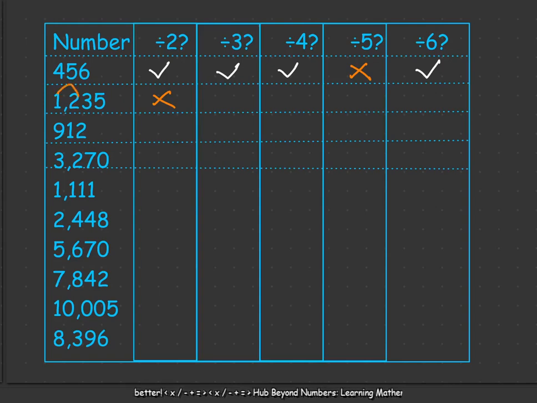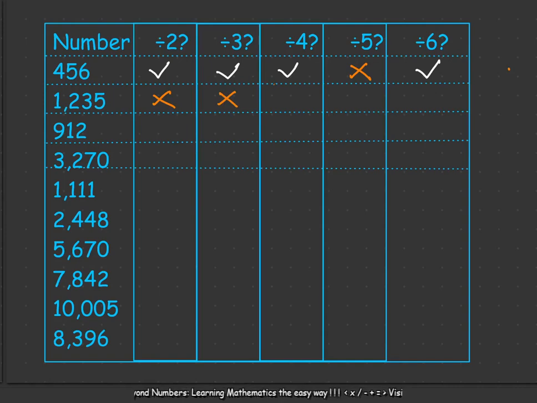For 3, the sum of the digits should be divisible by 3. So 1 plus 2 gives us a 3, plus 3 gives us a 6. 6, on the other hand, plus 5 gives us an 11. And 11 is not divisible by 3. We all know that. Hence, we can say 1,235 is not divisible by 3.